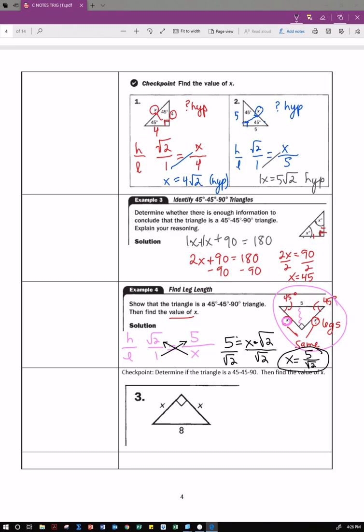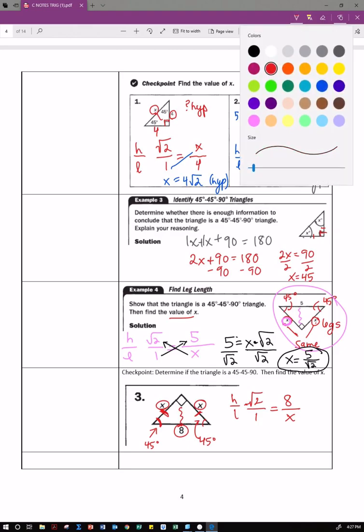Okay, here we go again. Checkpoint, determine if the triangle is a 45, 45, 90 triangle. Well, it is because both of the bases or the legs are the same. The bases are the same. The base angles are the same. So those are both 45-degree angles. Okay, and if they're both 45-degree angles and we have a 45, 45, 90 triangle, we can use the ratio hypotenuse to leg, which is the square root of 2 over 1. The hypotenuse is, look at that, 8. And the leg is x.